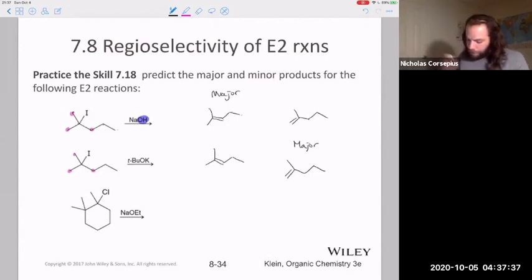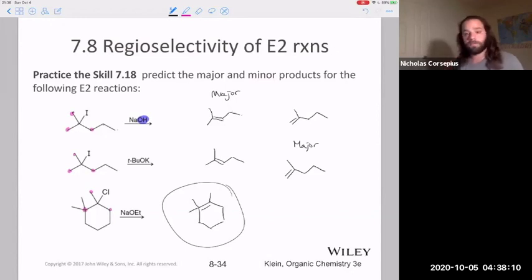All right, and then this last one, I have an ethoxide ion that's going to be playing the role of my base. 2 beta carbons to consider. Oh, 3. 3 beta carbons to consider. I feel like a lot of people are going to be tempted to immediately go for that more highly substituted one, right? Where the double bond is formed here. What's the problem with this product? This carbon has 5 bonds. It's just not going to happen.